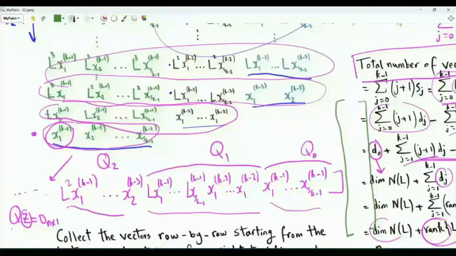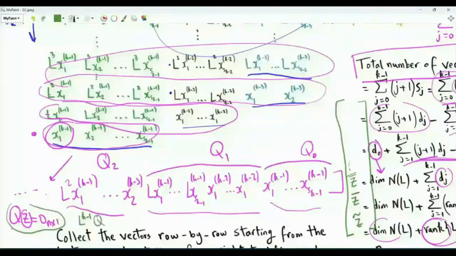The bottom sk minus 1 elements of Z are denoted by Z tilde. The previous sk minus 1 plus sk minus 2 elements are denoted by Z bar. The previous sk minus 1 plus sk minus 2 plus sk minus 3 elements are denoted by Z double bar, and so forth. We want Q times Z to be equal to the all zero vector. The trick here is that we will take this matrix equation and multiply it from the left by L to the power k minus 1.